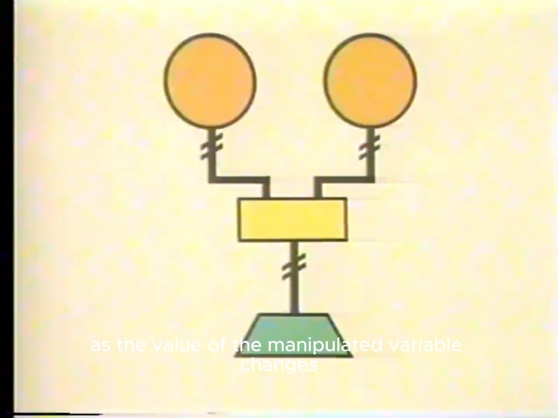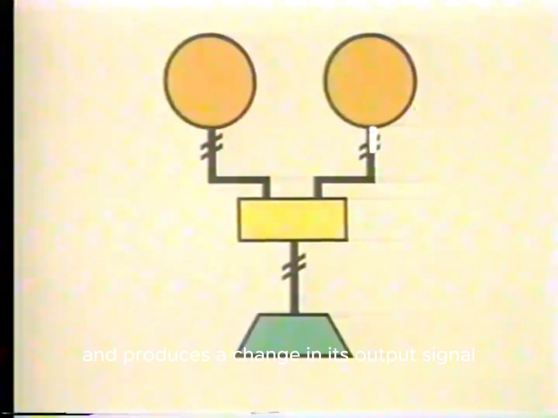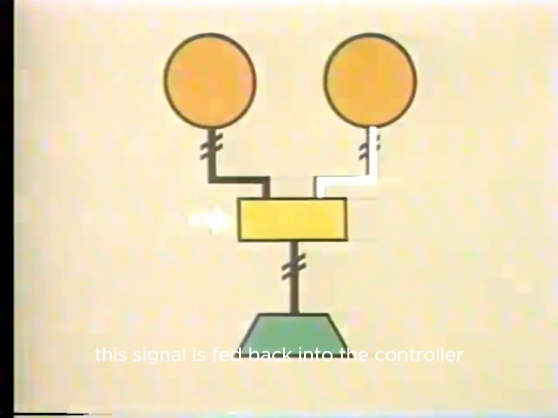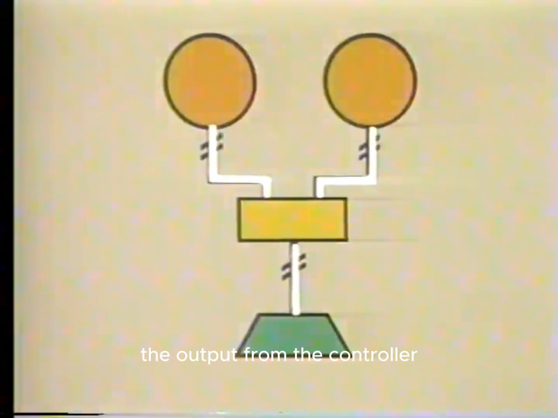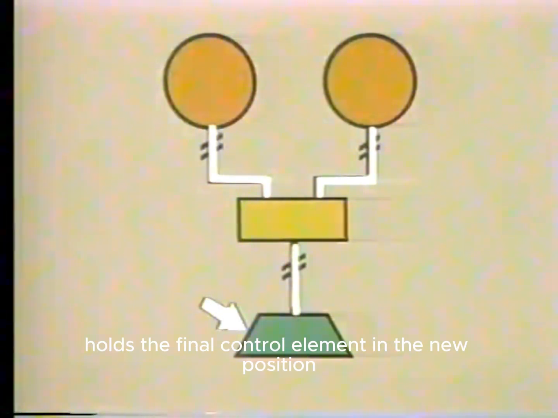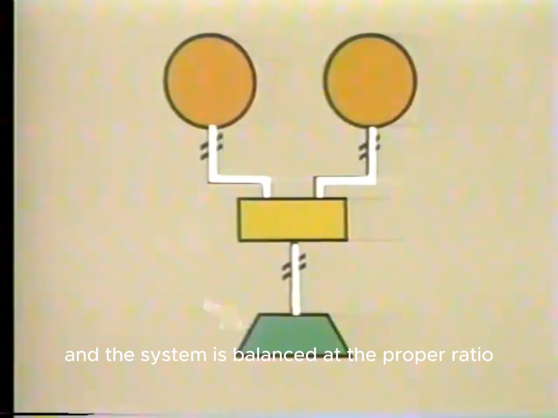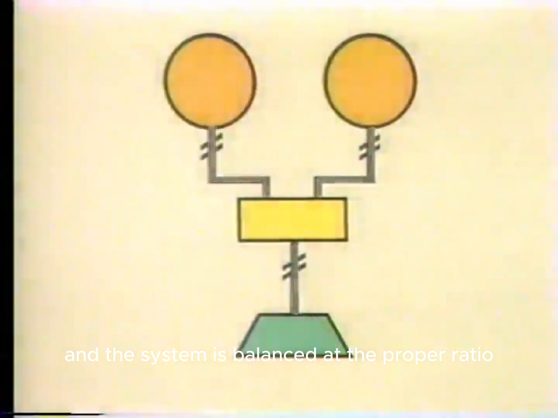As the value of the manipulated variable changes, the measuring element senses the resulting change in the monitored variable and produces a change in its output signal. This signal is fed back into the controller. When the input signal equals set point, the output from the controller holds the final control element in the new position, and the system is balanced at the proper ratio.